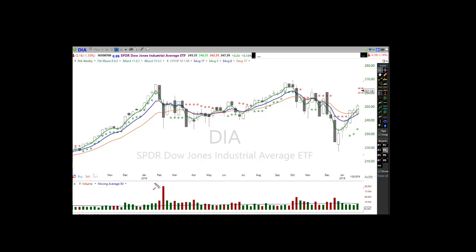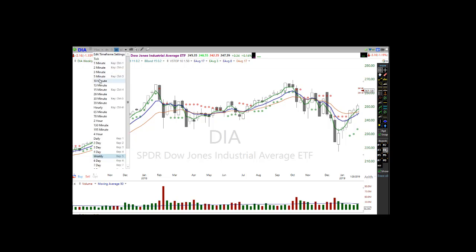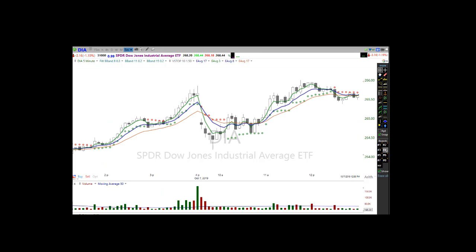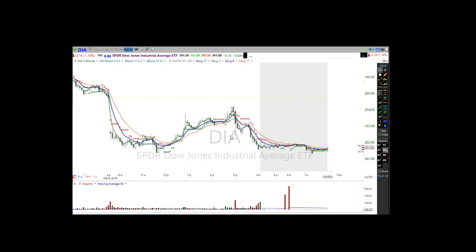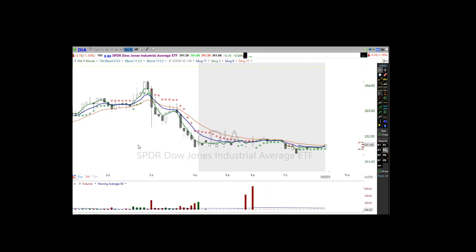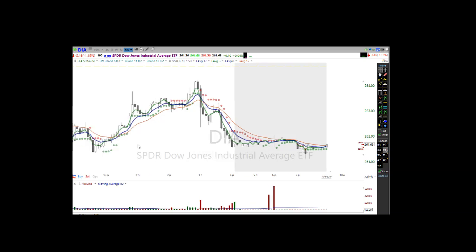So let's take this one step further. Let's be fair to this. I'm showing you guys, this is a weekly chart in here. Let's take this to a 5-minute chart. Are there trades in here using the volatility stop with the 3-8 trap in play?